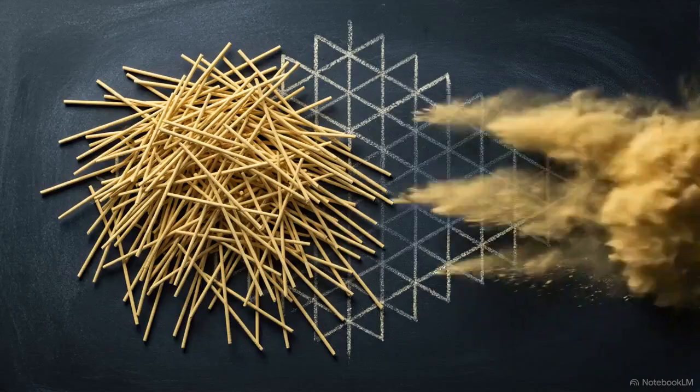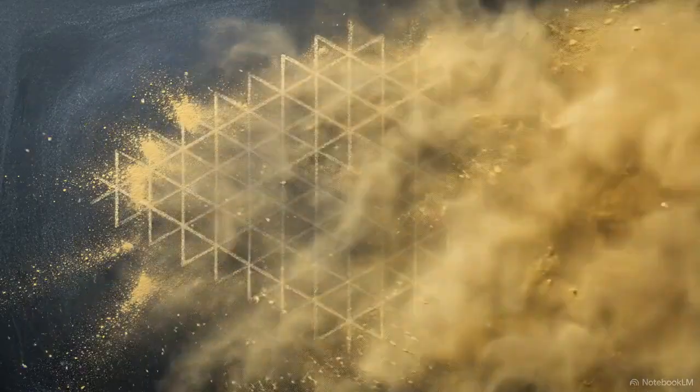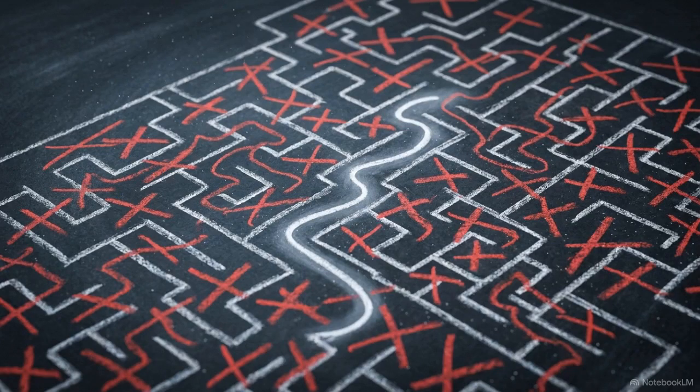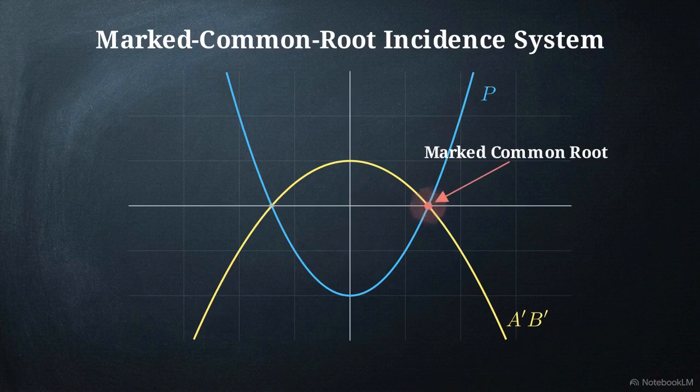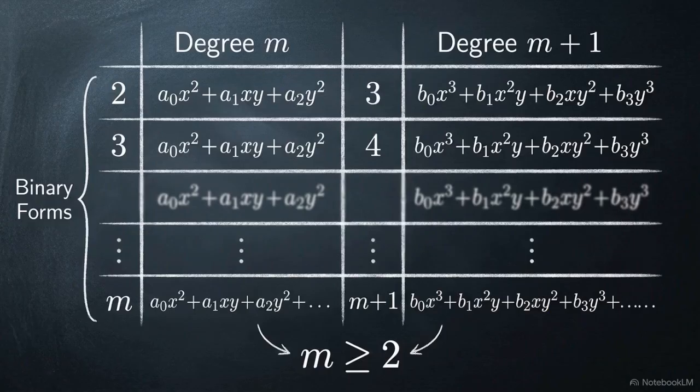By shifting from a search for a needle in an infinite haystack to a process of rigorous elimination, this approach narrows an impossibly broad search into a tightly targeted map of dead ends. The screening begins in a specific geometric environment, the marked common root incidence system. We are looking at binary forms of consecutive degrees, specifically degrees m and m+1, where m is greater than or equal to 2. Look at this equation.